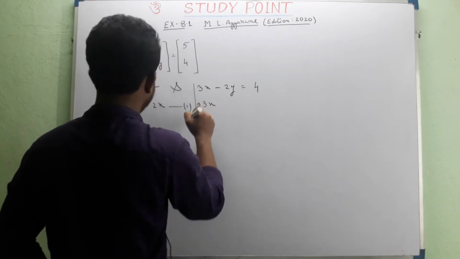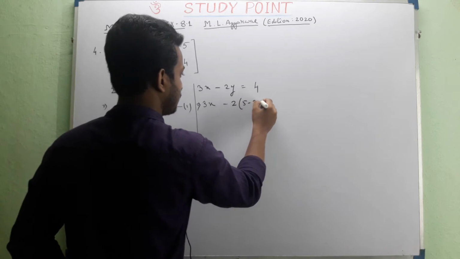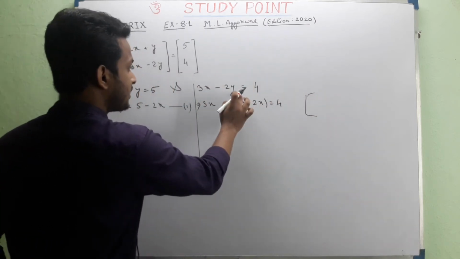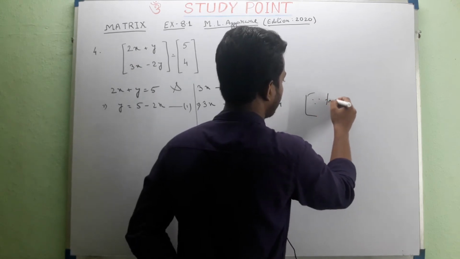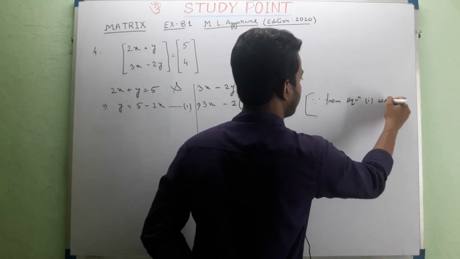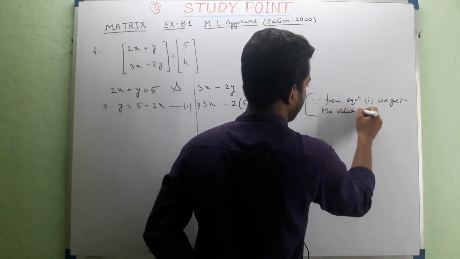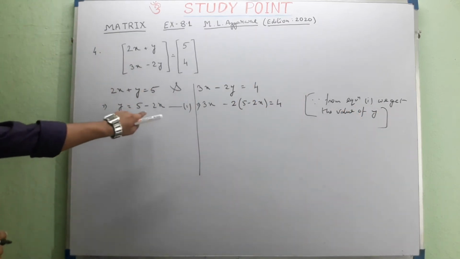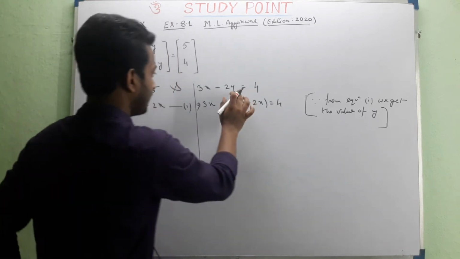3x implies (3x - 2)(5 - 2x) = 4. Why have I written this term instead of y? I have to give the reason: since from equation 1 we get the value of y. Got it? Now from equation 1 we have the value of y, and that we have replaced over here in this term.